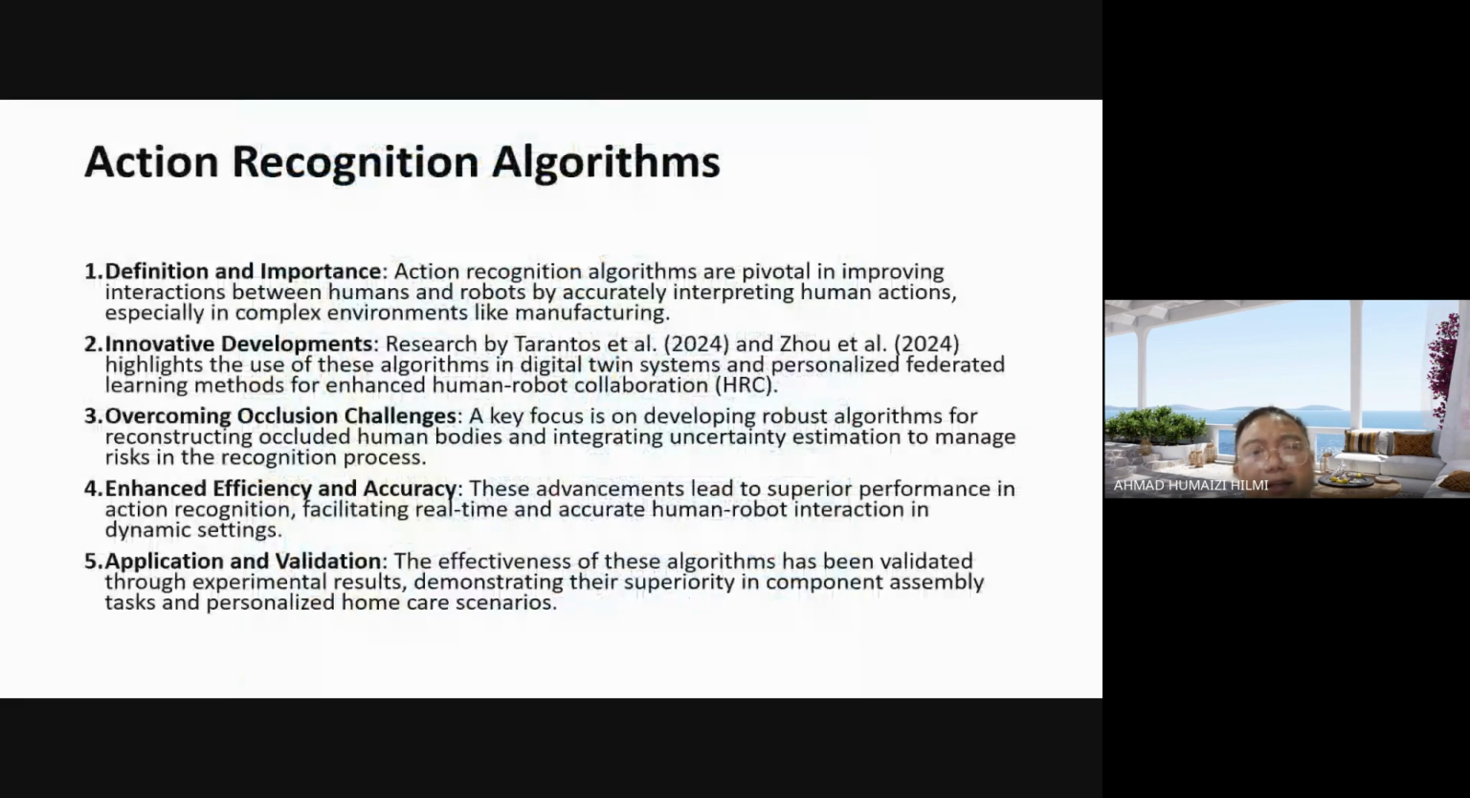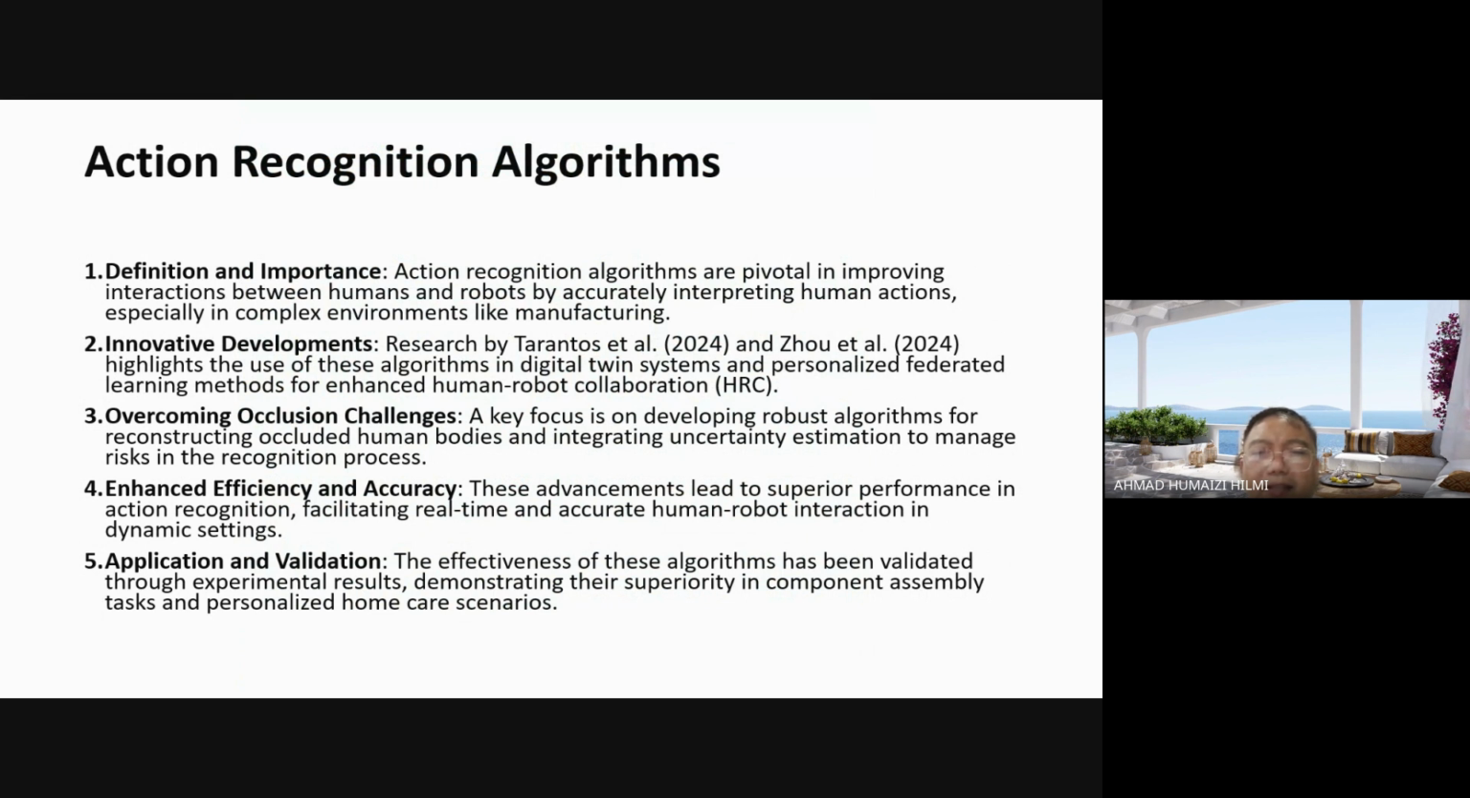Action recognition algorithm. It enables the robot to interpret human action with high precision, thereby enhancing efficiency and safety in manufacturing and in the assembly line. So the integration of such an algorithm into a digital twin system, explored by Tarantus and all, provides a seamless interface for robust human-robot interaction.